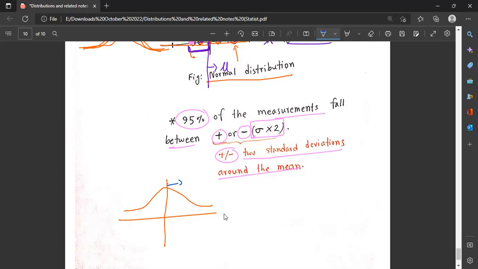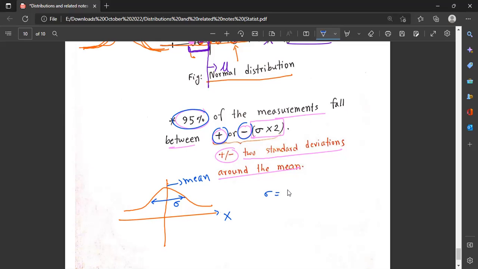Here is the x for our given data, and here is the sigma. 95% of the measurements fall between plus or minus sigma times 2. So if sigma equals, sigma will be given, okay?